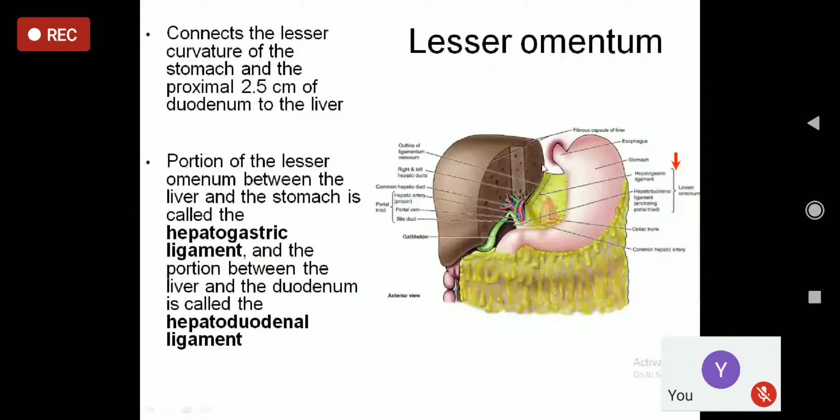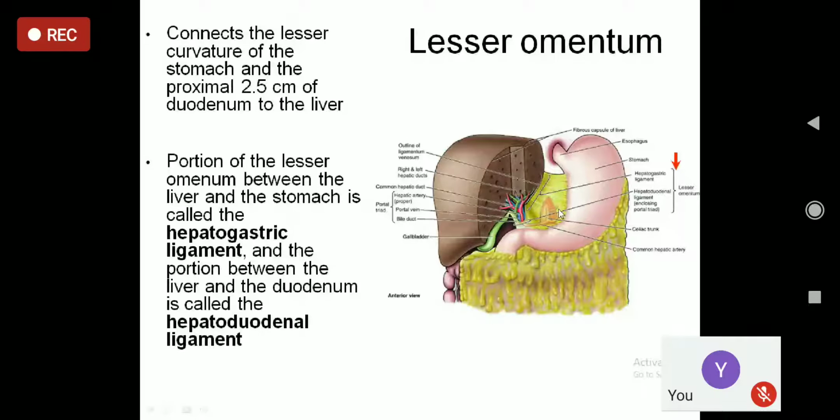The lesser omentum is the fold of the peritoneum which is attached to the lesser curvature of the stomach. Here we can see the attachment to the lesser curvature of the stomach, that is the lesser omentum. Again, some portion is attached to the porta hepatis. The lesser omentum connects the lesser curvature of the stomach and the proximal 2.5 centimeters of the duodenum to the liver. Here we can see the lesser curvature of the stomach, and this is the proximal 2.5 centimeters of the duodenum. So there is the attachment of the lesser omentum.